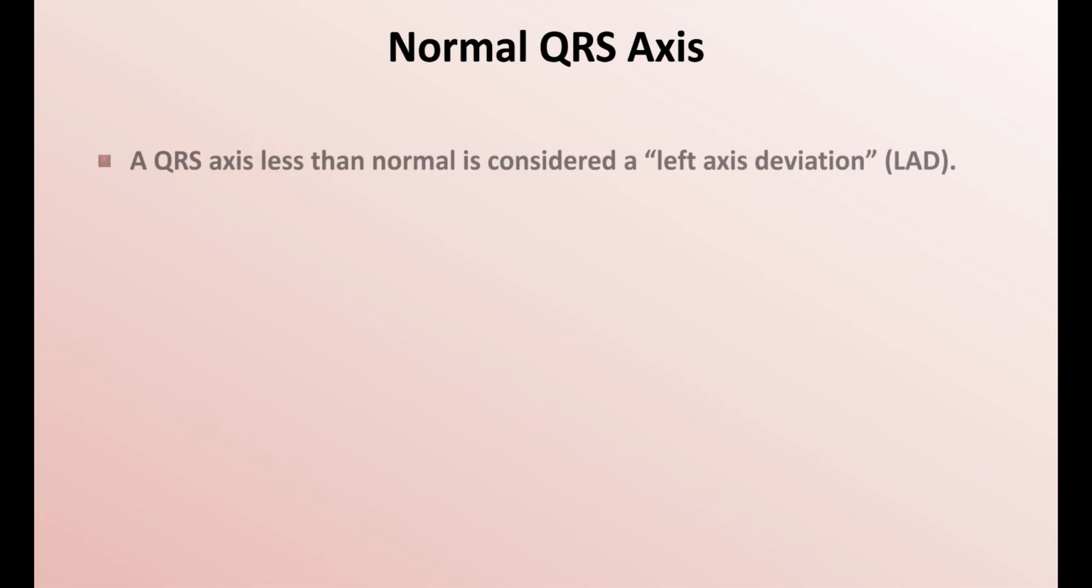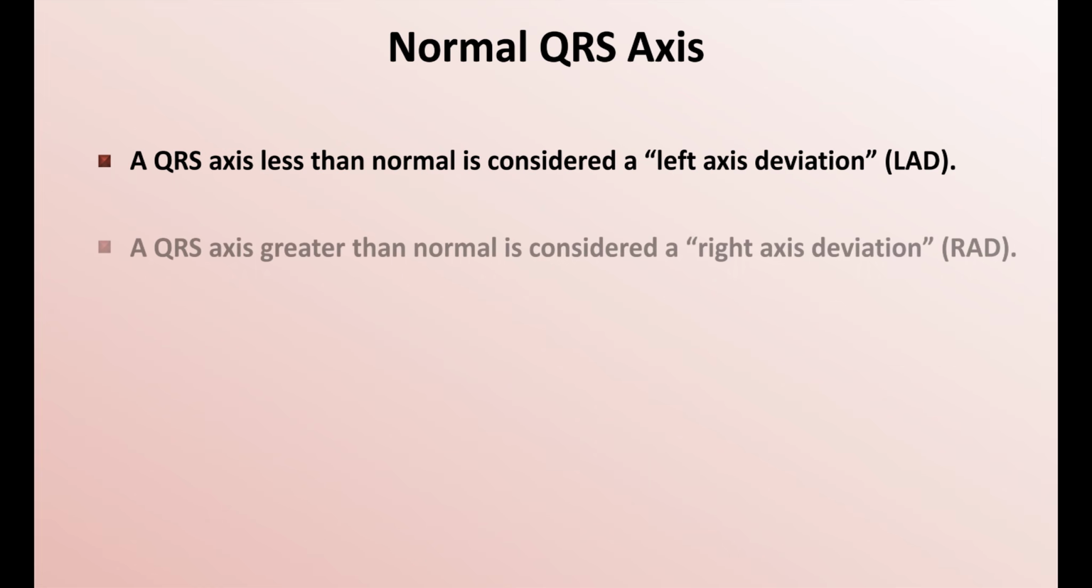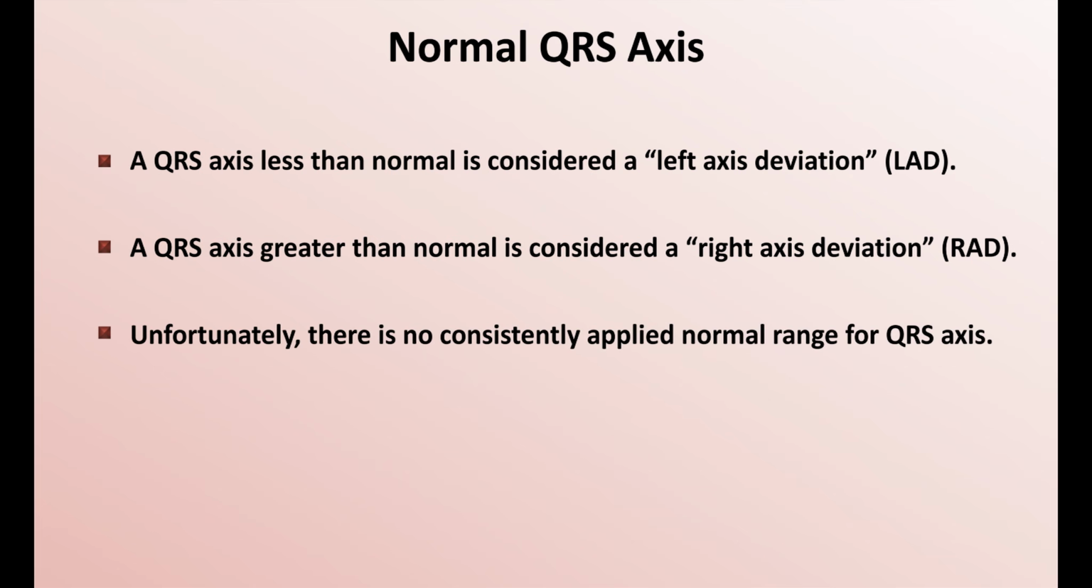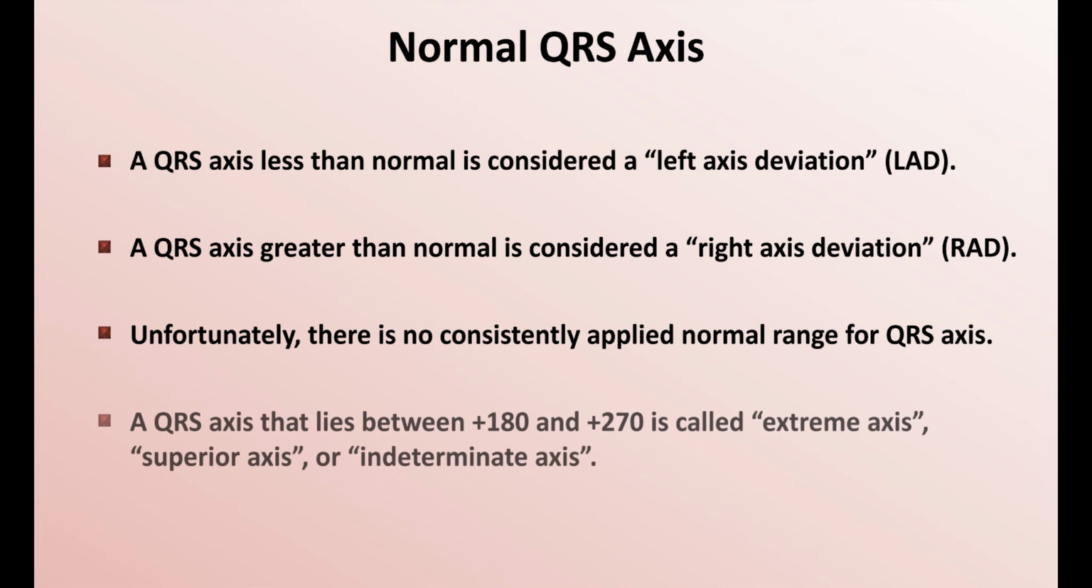One problem faced by anyone attempting to determine and interpret the QRS axis is to be able to compare it to normal. A QRS axis less than normal, that is more negative than normal, is considered a left axis deviation, frequently abbreviated LAD. A QRS axis greater than normal, that is more positive than normal, is considered a right axis deviation, or RAD. Unfortunately, there is no consistently applied normal range for QRS axis. In addition, when the axis reaches the zone between positive 180 and positive 270 degrees, it is called an extreme axis, superior axis, or indeterminate axis. Be aware that usage of the term indeterminate axis is incorrect, as it means something different that I'll discuss in a few minutes.